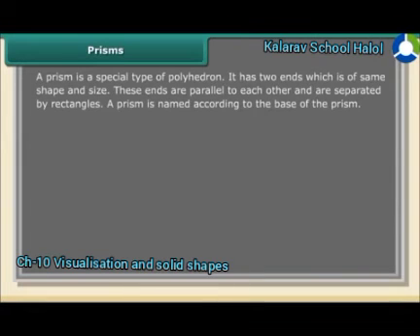Prism. A prism is a special type of polyhedron. It has 2 ends which are of the same shape and size. These ends are parallel to each other and are separated by rectangles. A prism is named according to the base of the prism.